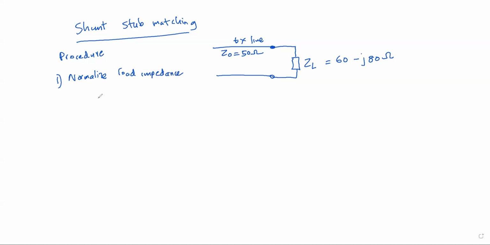Right, so normalize the load impedance means what? What do we need to do? You know the two values, right? So you can do that, right? So ZL is 60 minus 80 j ohms. The normalized ZL, I will denote it with a dash, will be the division of this by 50, right? So what is the value that you get once you divide it?